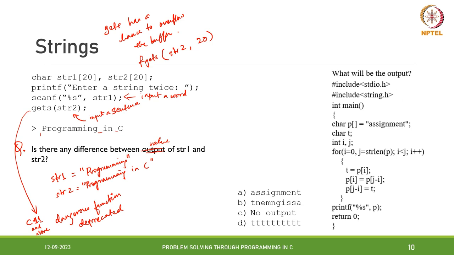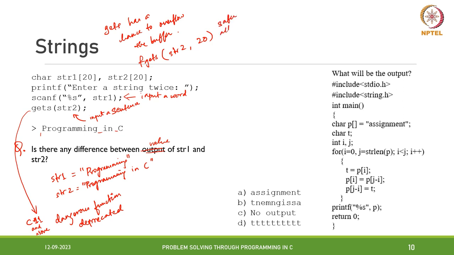But gets can be used for taking sentences as input. It is a dangerous function, but it can be used for taking sentences as input. But it's preferable to use fgets and not gets. Is that clear?